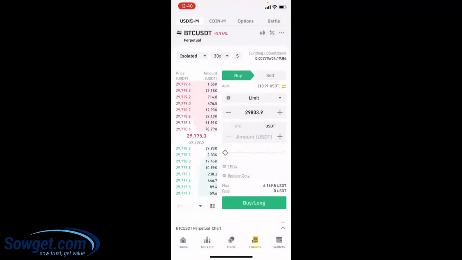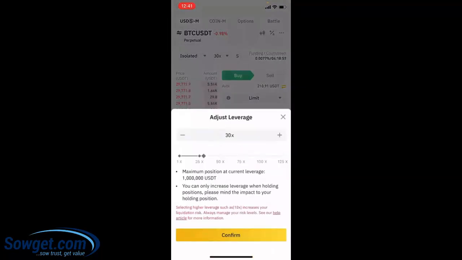Next thing you need to know is your leverage. Now, if you come to where you have 30x beside isolated, you can see you have leverage. You have between 1x to 125x leverage.